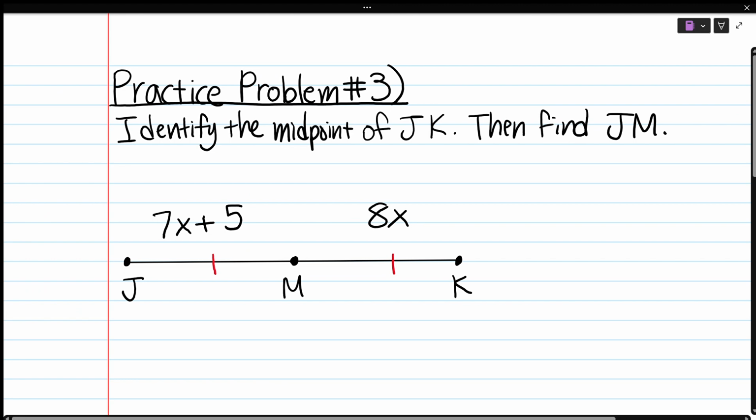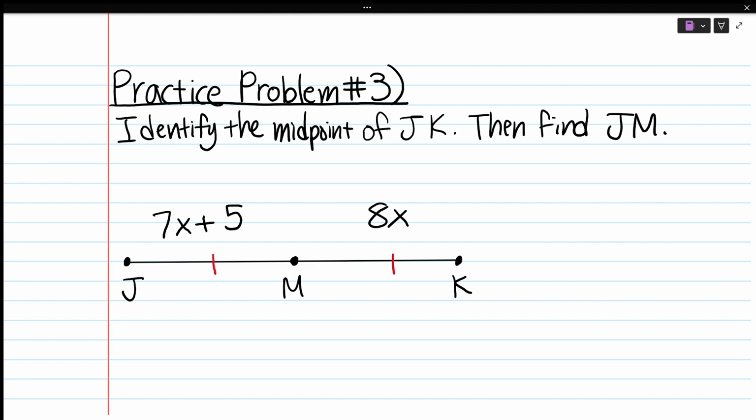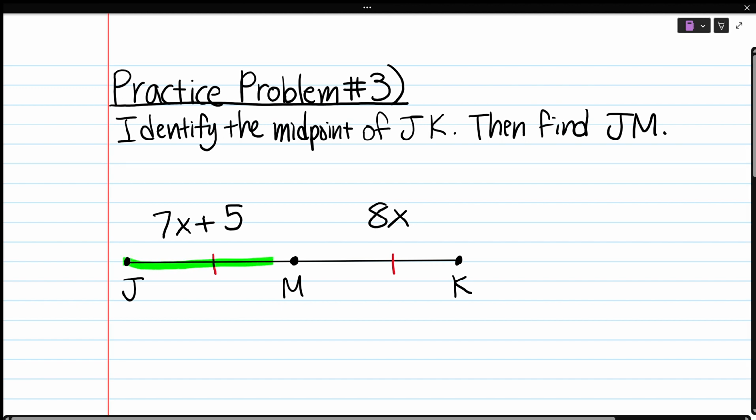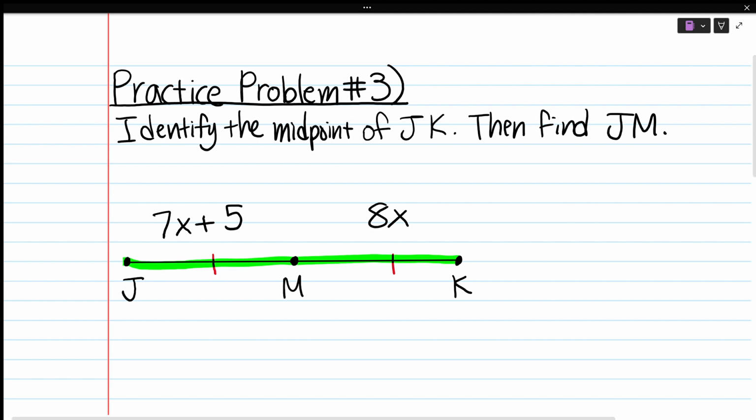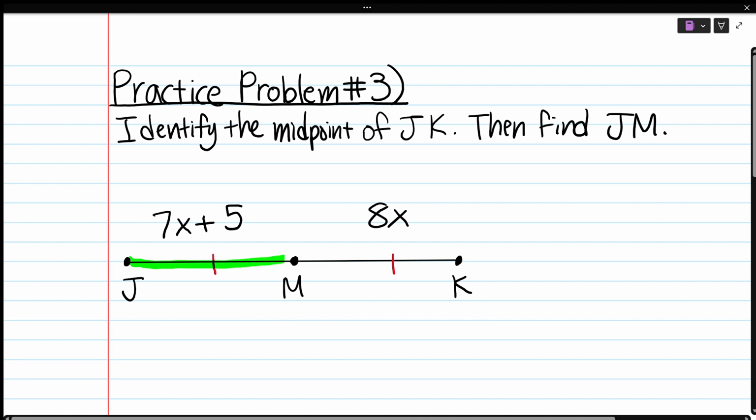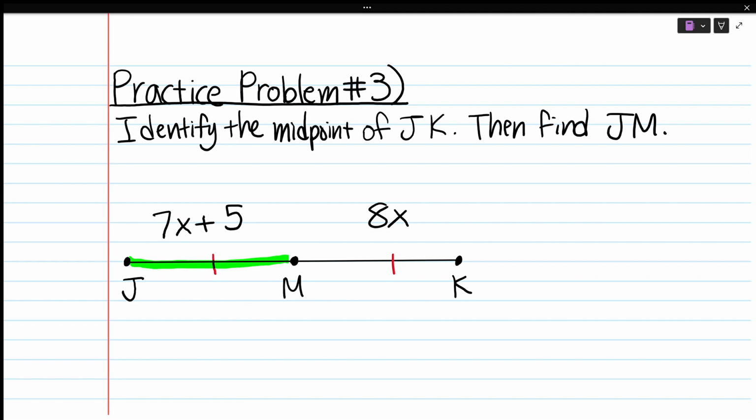The midpoint one. So I already went over a segment addition postulate, an SAP one. Let me go over a midpoint one. So the question says, identify the midpoint of JK. JK is from start to finish, the entire line, right? And then find JM. So again, we're going to follow the same steps. We want to solve for x first, plug it into JM, and then figure out the length of JM, right?